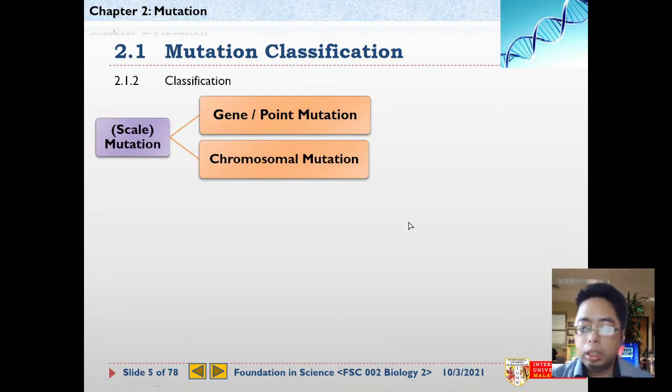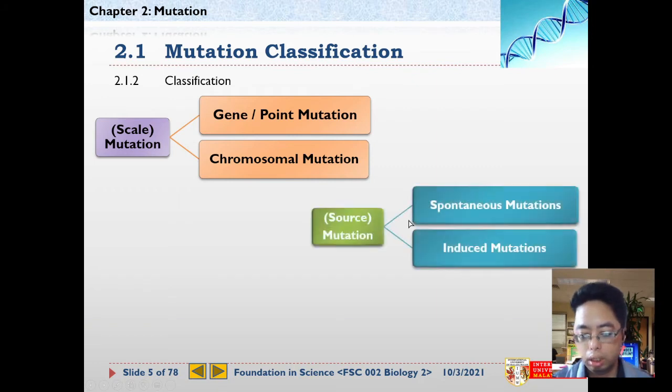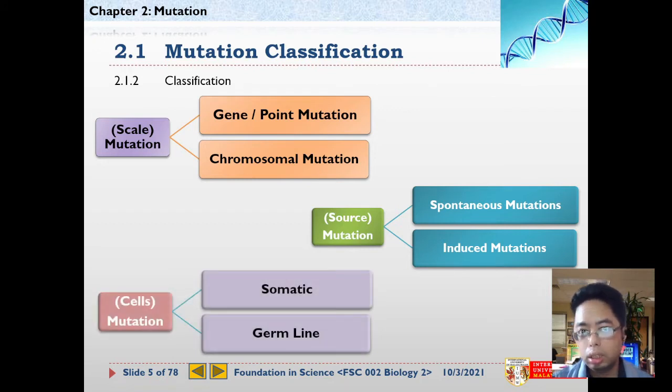In the scale of mutation, you have the smallest, which is gene or point, and you have the biggest, which is chromosomal. But the source can be either spontaneous or induced. In the cells, mutation can happen in the body cell or somatic cell, which means the individual who has the mutation will carry it alone. But if you have a germline mutation, it means that the mutation can be passed down to the offspring.